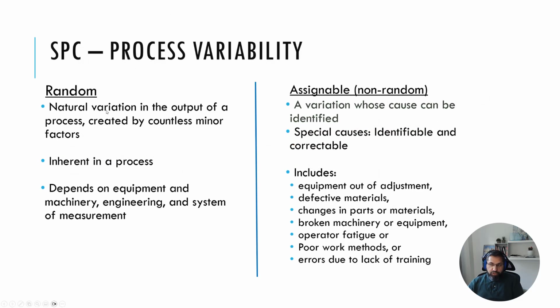This is just a review of process variability. Random variation, or natural variation, is variation in the output of a process created by countless minor factors, which is inherent in a process. It depends on the equipment, the machinery, the engineering, the system of measurement, the technology you use, and so on. An assignable or special cause variation is variation whose cause can be identified. It's a special cause like equipment not adjusted, defective materials, changes in parts or materials, poor work methods, untrained workers, things like that. And we have talked a lot about this when we talked about understanding variation.